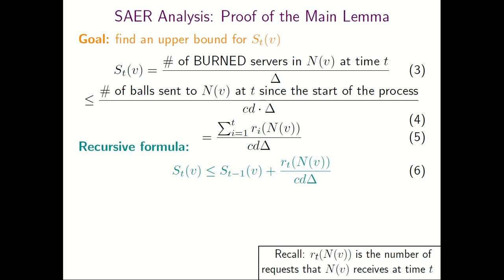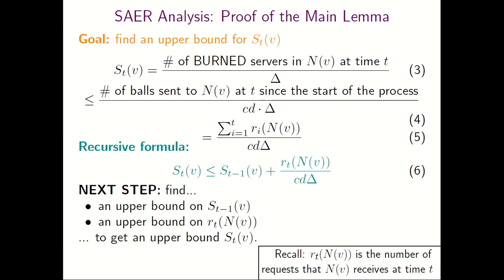S_t(v) is bounded by S_{t-1}(v) plus R_t(N(v)) over c times d times delta. So, the next step is to find an upper bound on S_{t-1}(v) and an upper bound on R_t(N(v)) to get an upper bound on S_t(v) by the recursive formula.